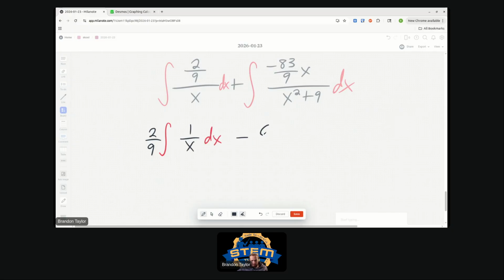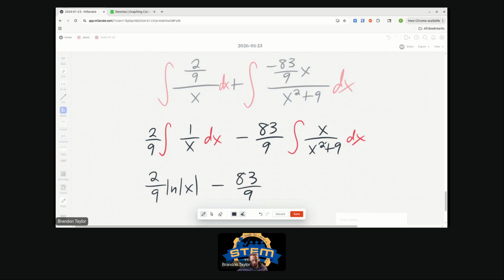And then here, this will be negative 83 over 9 integral of x over x squared plus 9 dx. This, hopefully, is clear that the antiderivative of 1 over x, we've talked about this before, it's just natural log of x. So that'll be 2/9 natural log of x. Cool. Minus 83 over 9. You can do u sub here.